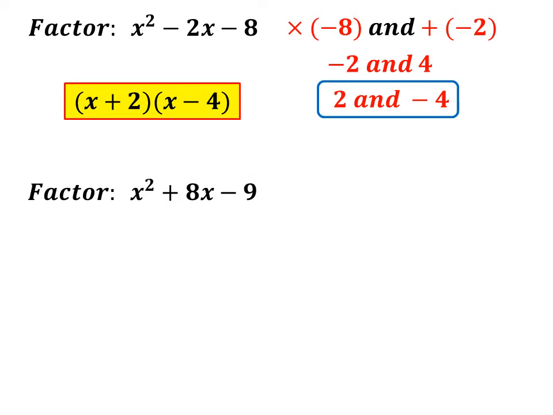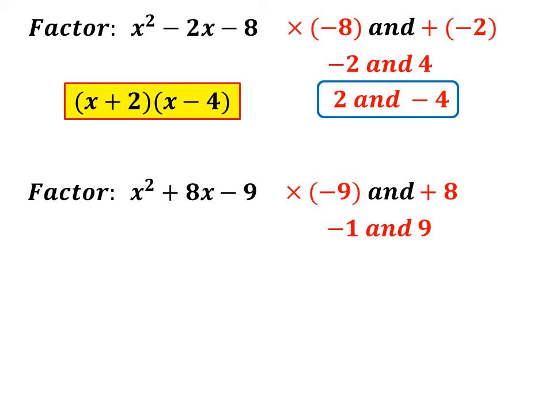Alright, again, if we're factoring x squared plus 8x minus 9, our constant term is negative. That means we will have one negative number and one positive number in our answer. So we're looking for two numbers we multiply together to get negative 9, then we add together to get 8.